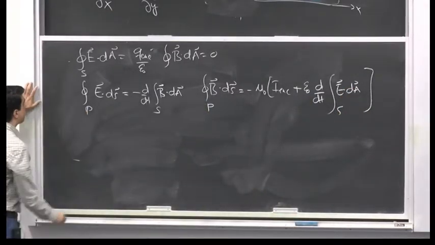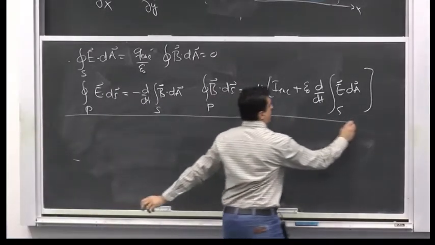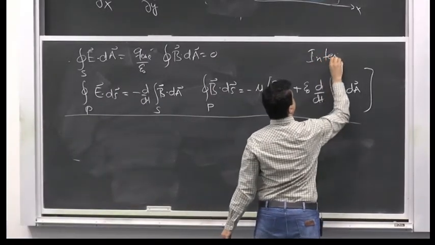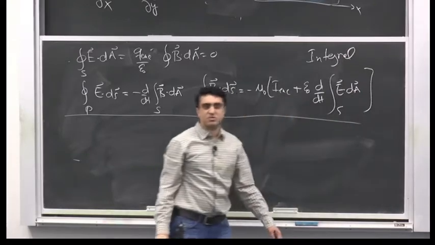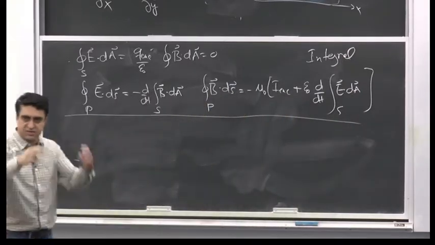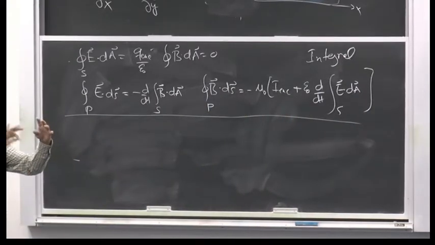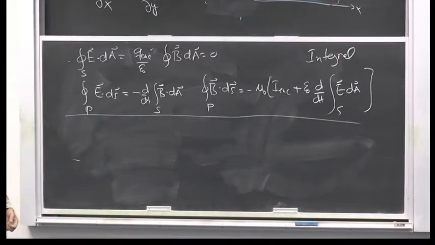Let's start with this one. These are the integral forms of the Maxwell equations. But of course, the problem with those integral forms is they would give you the values along a certain path or a certain surface. That won't give you local information.